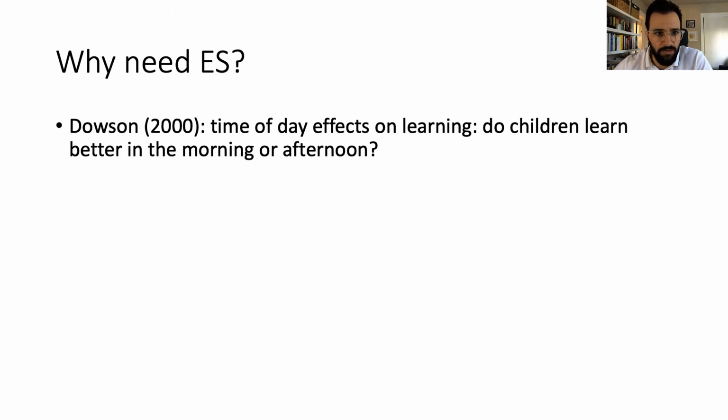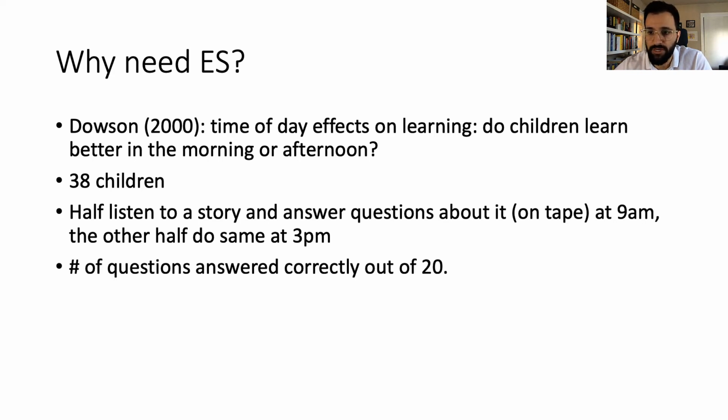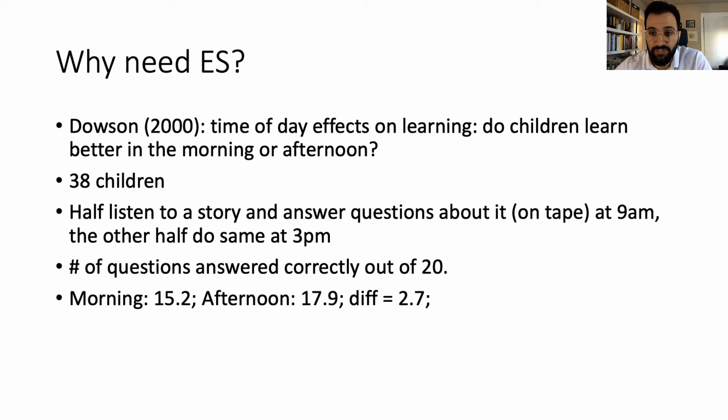Let's think a little bit more about why we need these. So consider an experiment that Dosen conducted in the year 2000 to investigate the effect of time of day on learning. The question was essentially, do children learn better in the morning or in the afternoon? They recruited 38 children and randomly allocated half to listen to a story and answer questions about it at 9 a.m., the other half to do the exact same thing at 3 p.m. Comprehension of the story was measured by number of questions answered correctly out of 20. The kids in the morning answered on average 15.2 questions correctly. Kids in the afternoon answered 17.9 correctly on average, for a difference of 2.7.